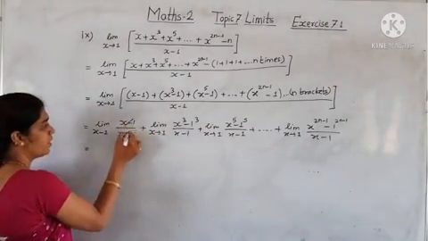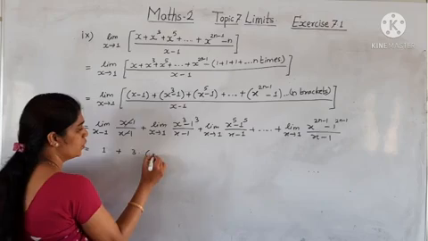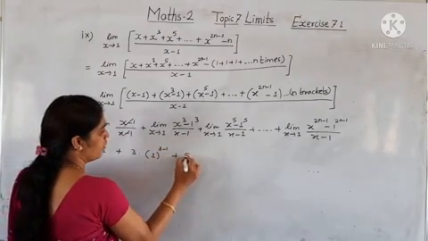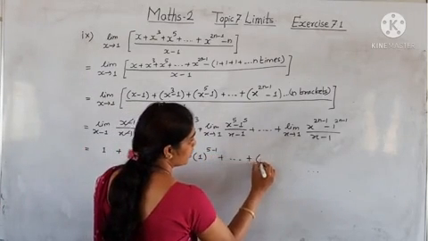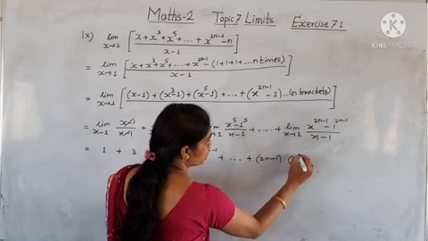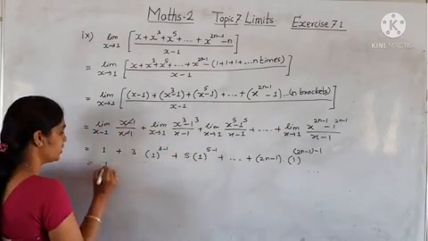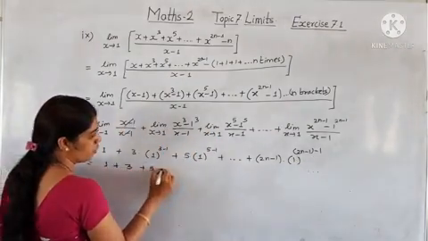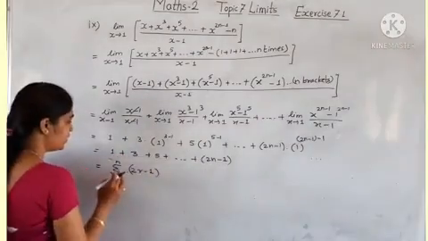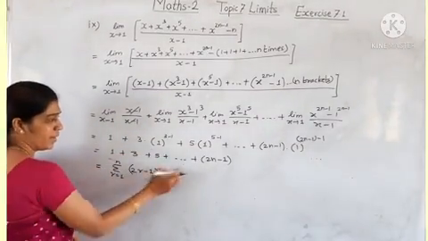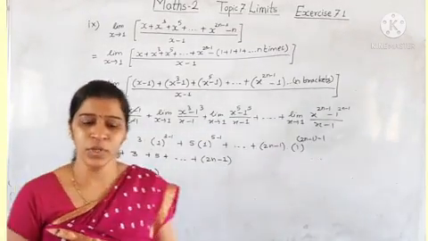Now apply the formula. This gets cancelled, 1 plus the formula x raised to n minus a raised to n means 3 into 1 raised to 3 minus 1, plus 5 into 1 raised to 5 minus 1, plus dot dot dot plus (2n minus 1) into 1 raised to 2n minus 1 minus 1. So here the answer is 1 plus 3 plus 5 plus dot dot dot plus (2n minus 1). Here we write this as summation of (2r minus 1), r goes from 1 to n.